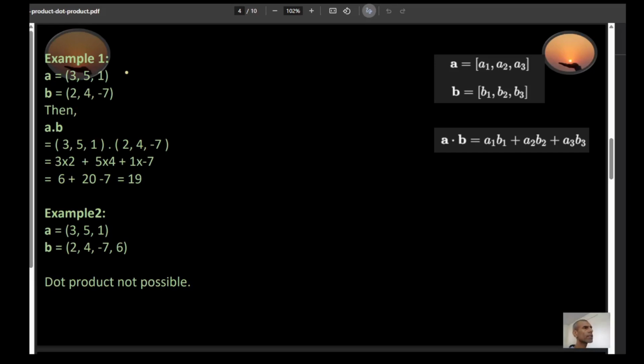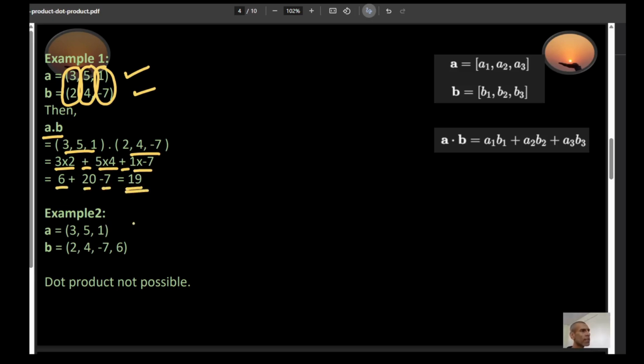So let's take a look at this example. Suppose I have vector A as 3, 5, 1 and vector B as 2, 4, minus 7. Then your dot product of A dot B would be given by this expression right here. So in this case, you are multiplying 3 by 2, plus you multiply 5 by 4, plus you multiply 1 by minus 7, and the answer would be 6 plus 20 minus 7, and the answer is 19.